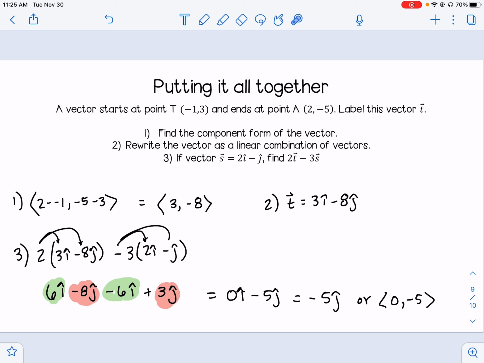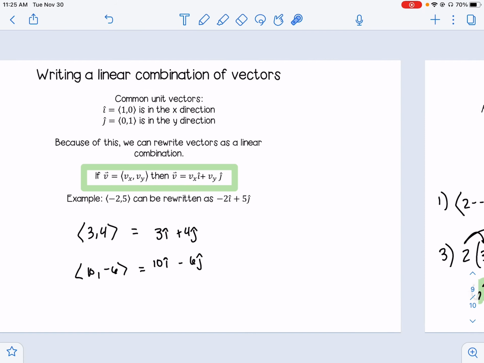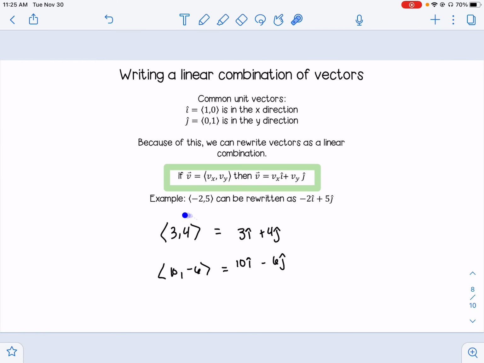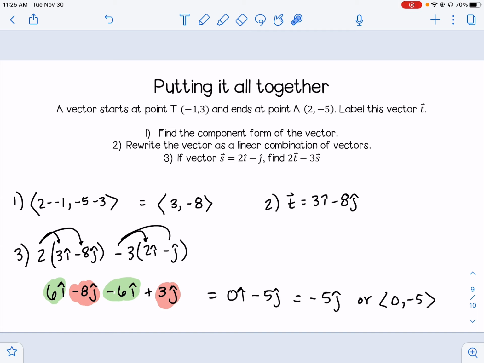So that's just showing you why ijk notation or unit vectors are useful. Once again, we can rewrite things as a linear combination, which really just means stick your x component with your i, put a plus or minus depending on the sign of your y component, and stick it with your j. You can go back over this problem if you need to. But that is the end. That is showing you unit vectors and what we use them for.